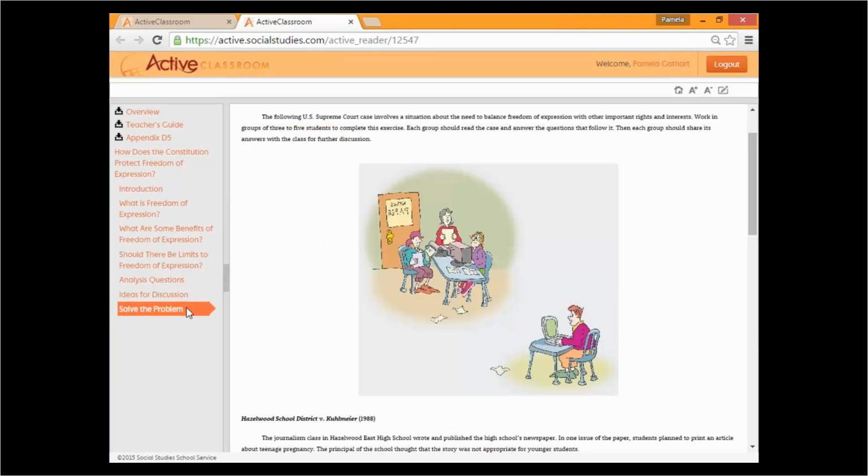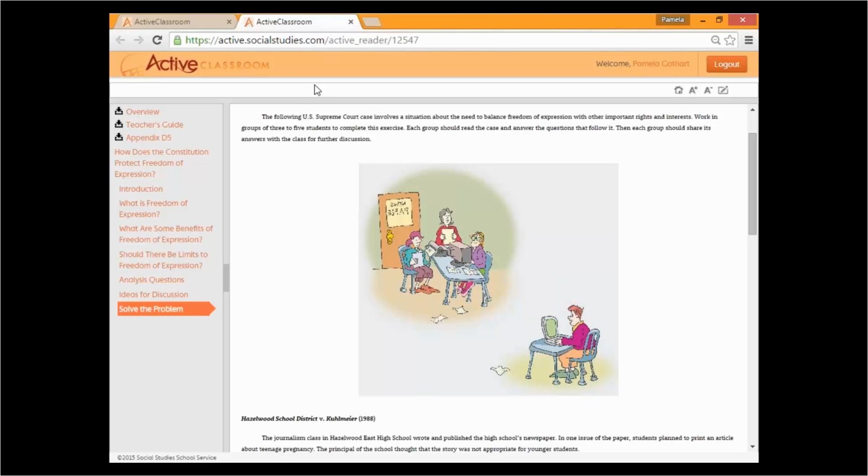And let's look at solve the problem. Again, similar to what we found in the 5th grade conclusion, here we are presented with a U.S. Supreme Court case. The students read the background knowledge of the case, and they're given the opinions and differentiating information about the case. So a very healthy look at what is freedom of expression based on a 7th grade look.